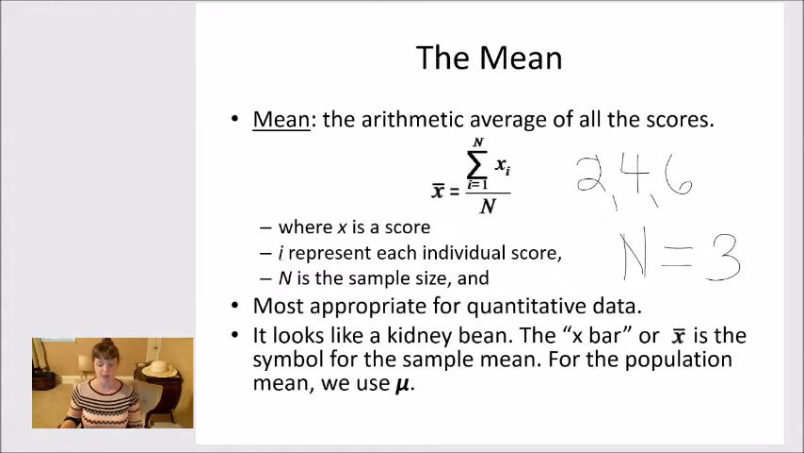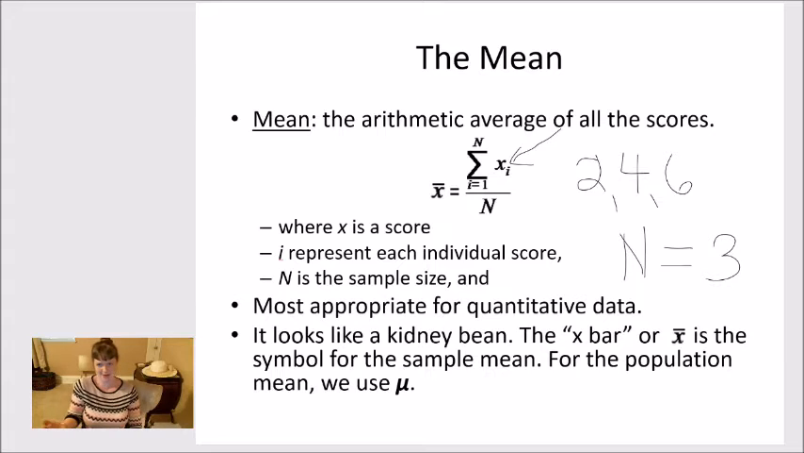N equals 3. And if I was going to calculate the average of these 3 scores, I bet most of us would know how to do that, right? We would take 2 plus 4 plus 6 as our first step. And that is exactly what the top part of this fraction is telling us to do. It says take all the x's.